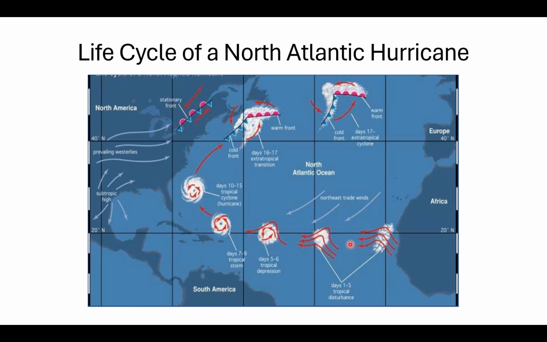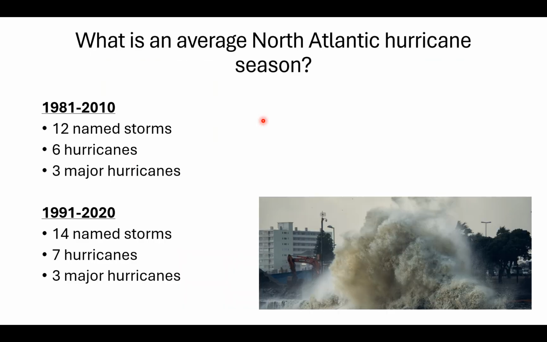So we have some key features on here. We have northeast trade winds. We have the prevailing westerlies up and off the United States. And so we have a lot of different features here, but this is the typical life cycle of a North Atlantic hurricane. Starts at low latitudes as a disturbance, becomes a depression, a storm, a hurricane, and then converts over to extratropical cyclone.